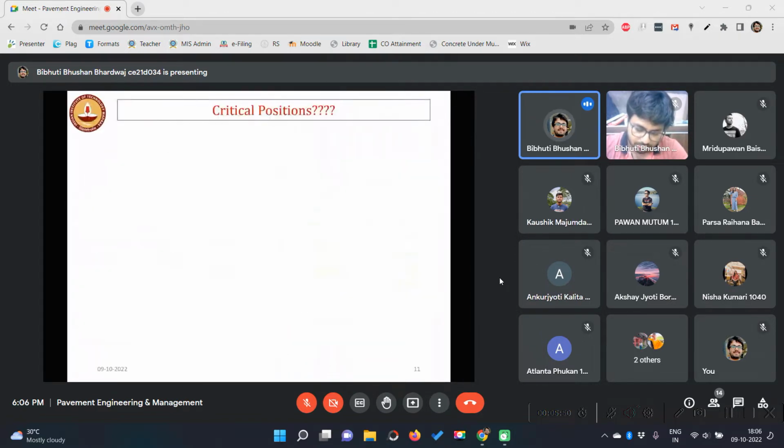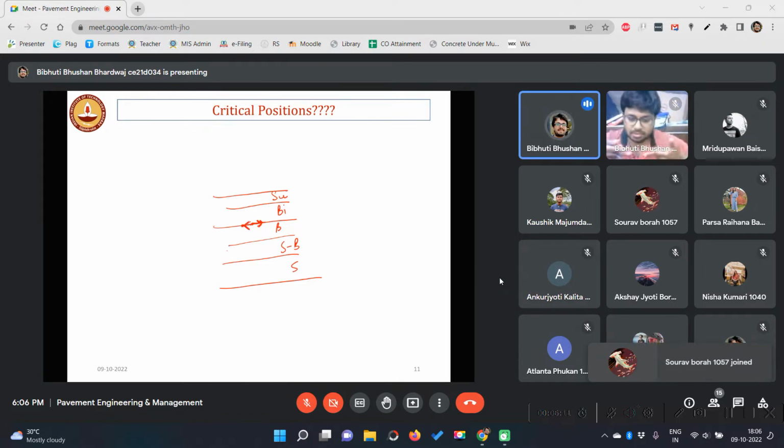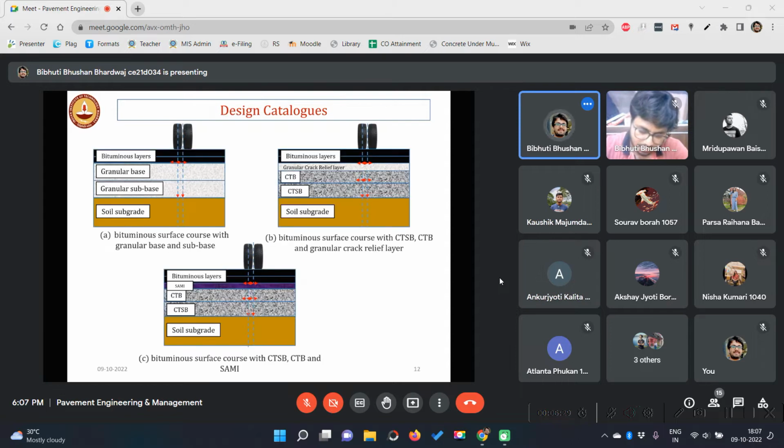Okay. Critical positions we discussed, right? So this is subgrade, sub base, base, binder, and surface. Fatigue will occur here in the horizontal direction, because the tensile stress will be in this direction. And for rutting, the critical position is just above the subgrade, and that will be vertical in nature. So we are concerned about the vertical strain here, and the horizontal strain there. Okay, so we discussed the different configurations of pavement layers that are mentioned in IRC 37.